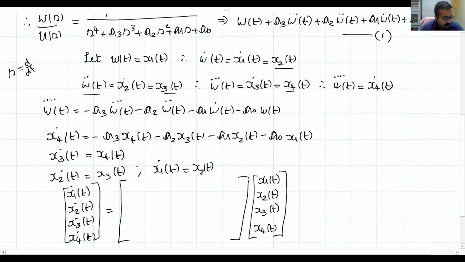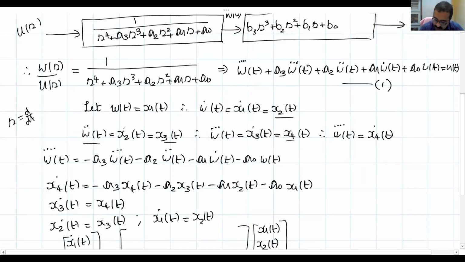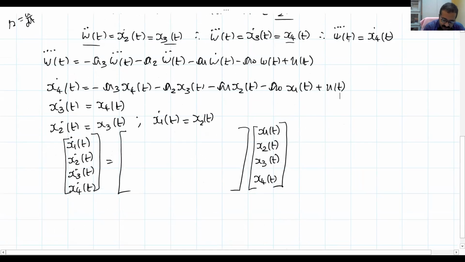Okay, x1, x2, x3, up to x4. Did I miss something here? Some u term is there, right? Equal to u of t. So this becomes plus u of t. Okay, now what is x1 dot?